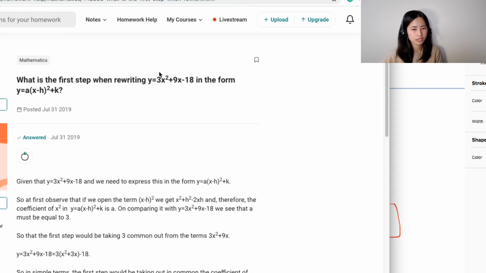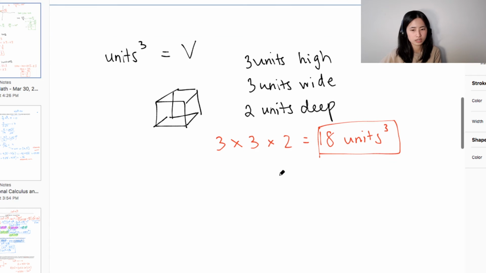And you need to write this in terms of this. They're only asking what's the first step, so you don't have to exactly solve the question. You just have to figure out what the first step is. The first step is to actually complete the square. But in order for you to complete the square, you need to factor out the 3 from the 3x squared and 9x terms, keeping the negative 18 aside. Let's do that.